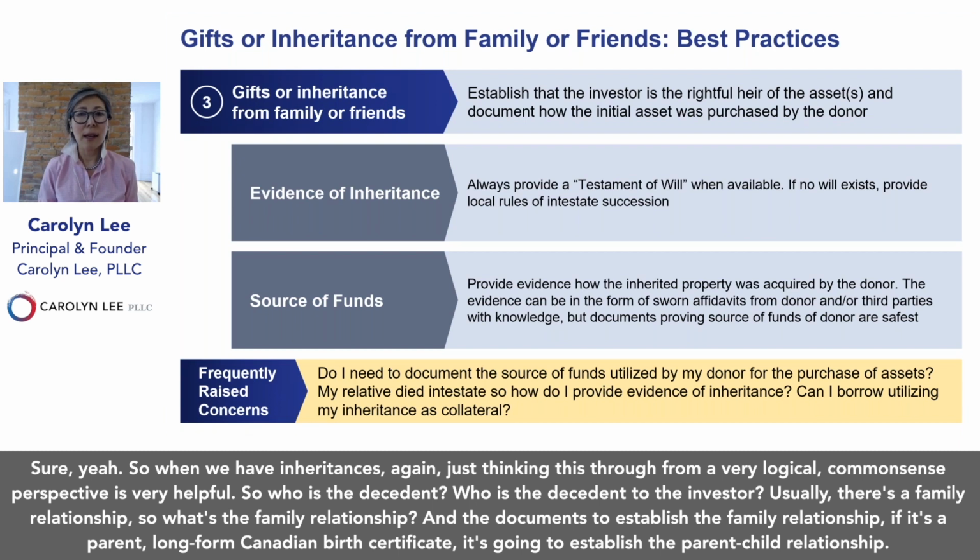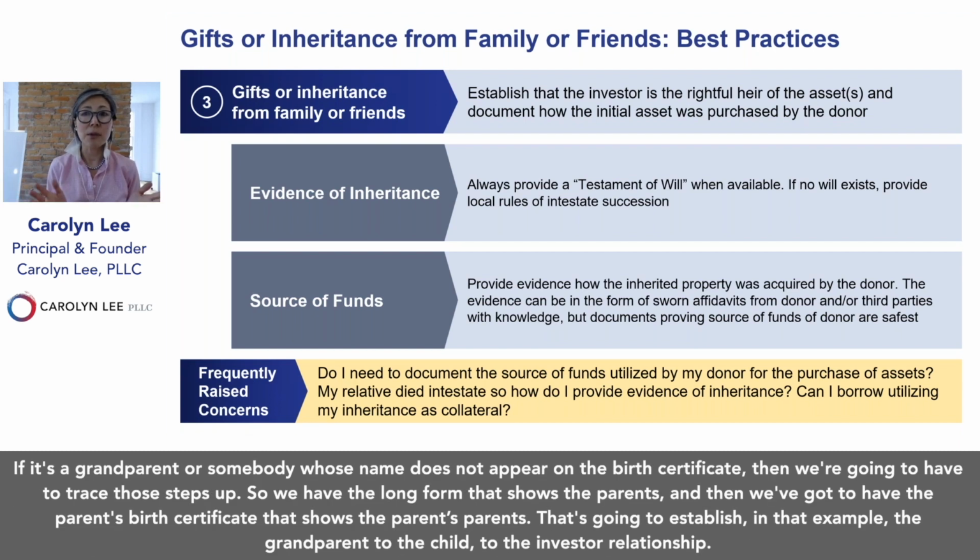So when we have inheritances, just thinking this through from a very logical, common-sense perspective is very helpful. So who is the decedent? Who is the decedent to the investor? Usually there's a family relationship. So what's the family relationship, and the documents to establish the family relationship? If it's a parent, a long form Canadian birth certificate is going to establish the parent-child relationship. If it's a grandparent or somebody whose name does not appear on the birth certificate, then we're going to have to trace those steps up.